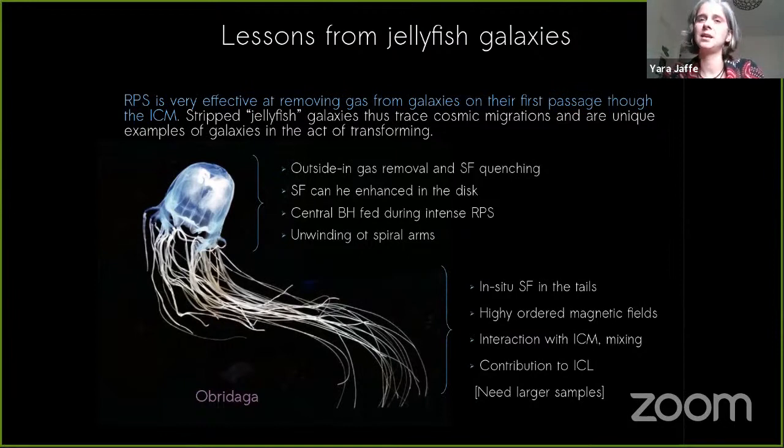Okay, so to understand a lot of these processes statistically, I think the next step is to build larger samples of these galaxies. And GASP was a first step, but hopefully we can continue doing this. Thanks a lot. I'm sorry if I spoke a bit longer.